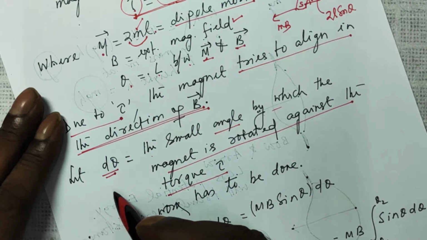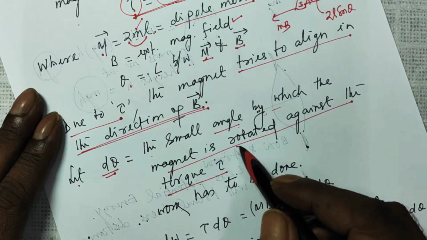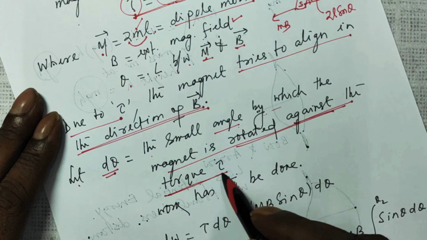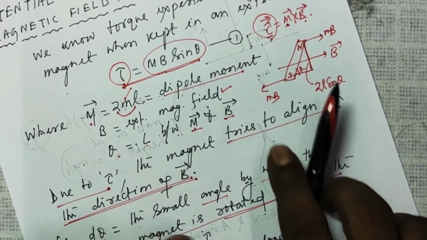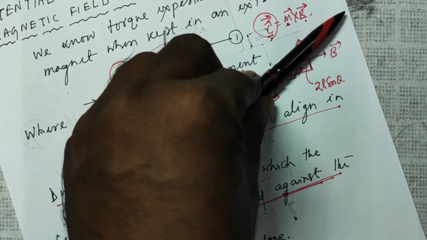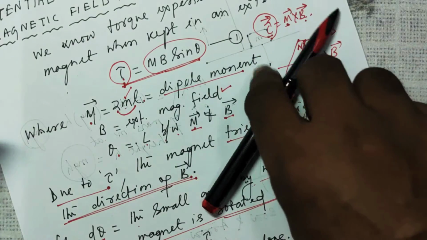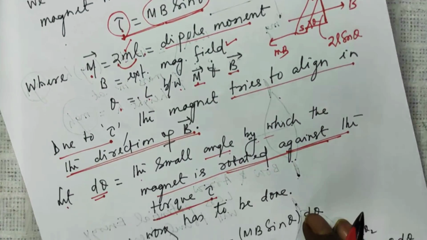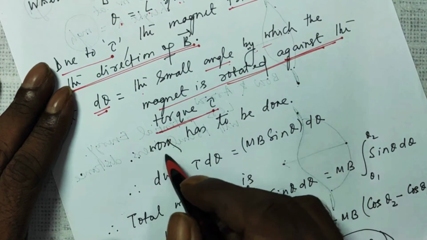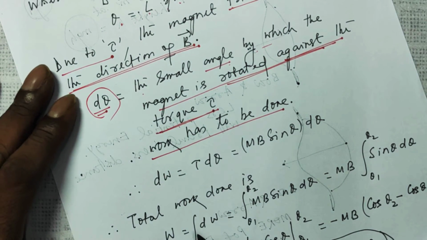So therefore you have to do some work. Let d theta be the small angle by which the magnet is rotated against the torque tau. The torque is trying to align it in the direction of the field. You are rotating against that by a small angle d theta. So therefore you have to do some external work. So work has to be done to rotate it by d theta.